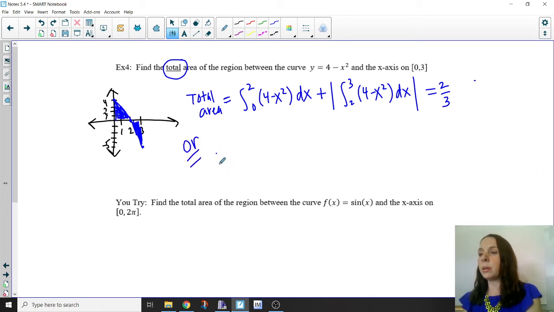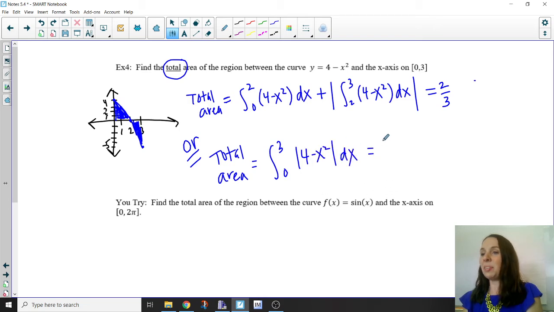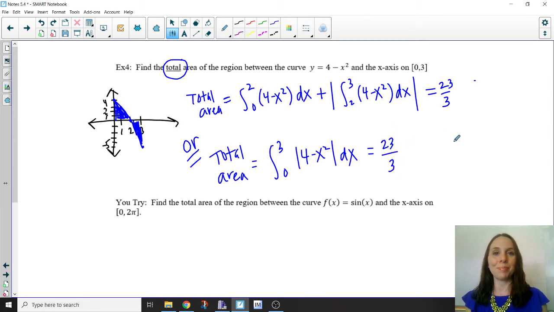Okay, so how you would write that out, here's another way to do it. Total area will be equal to the integral from 0 to 3 of the absolute value of 4 minus x squared dx, and we get the same answer. Oh my gosh, did I write 2/3 up here, or did I just lose my 3? I'm sorry, that should be a 23 over 3. And it's the same thing here, 7 2/3 or 23 over 3. Okay.